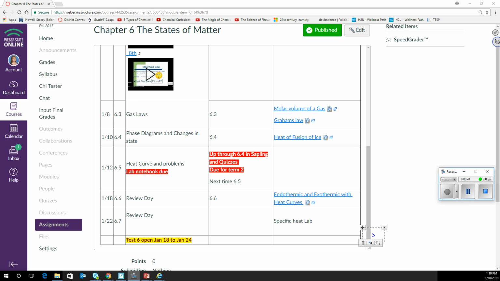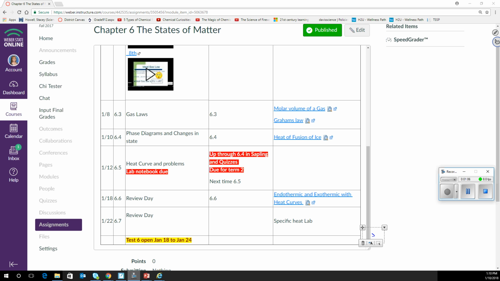Make sure on Friday you have everything up through 6.4, including 6.4, done in Sapling by midnight, and quizzes. Any quizzes up through 6.4 you want to redo need to be redone by then. Today we did 6.4. Next time we'll do 6.5. That will go on the next test.